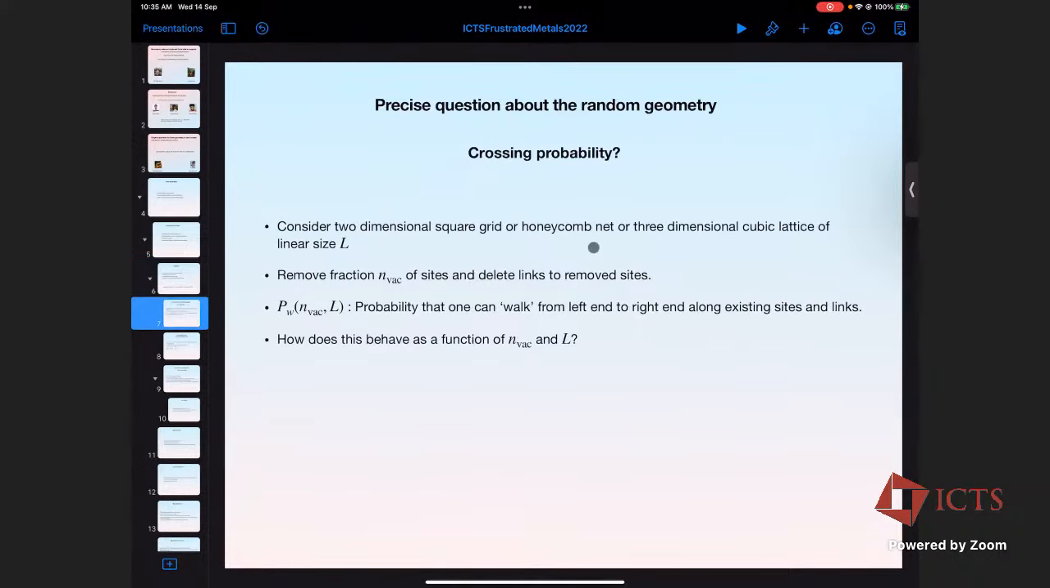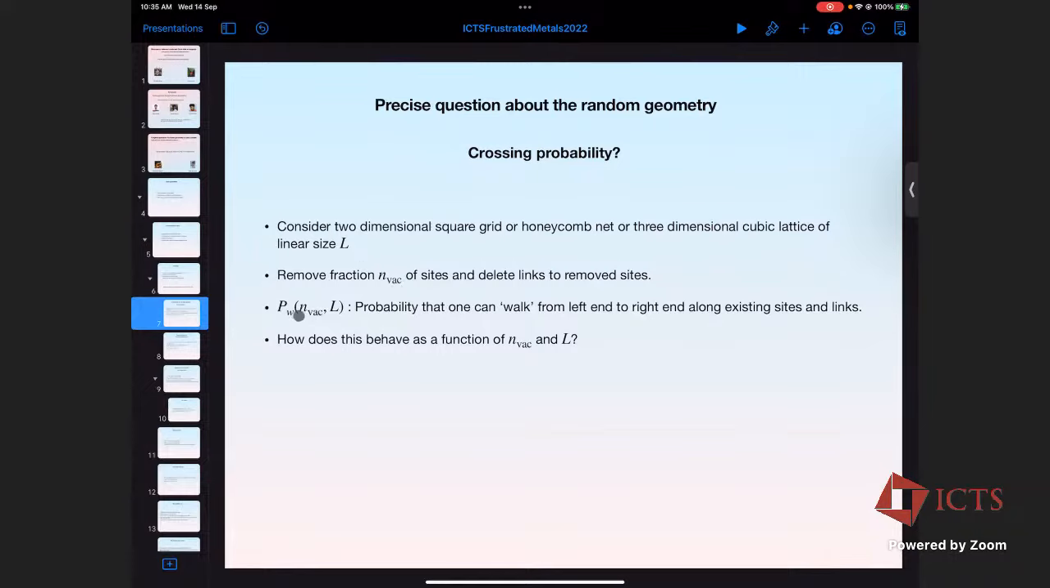And so this is really very nice for us to think about from a physics point of view, because we spend a lot of time teaching phase transitions and critical phenomena to students. And perhaps the simplest example of a critical phenomenon is exactly this one. You take a regular lattice, dilute it with some fraction n_vac, and ask for the probability to go from one end to the other along the surviving sites, right?